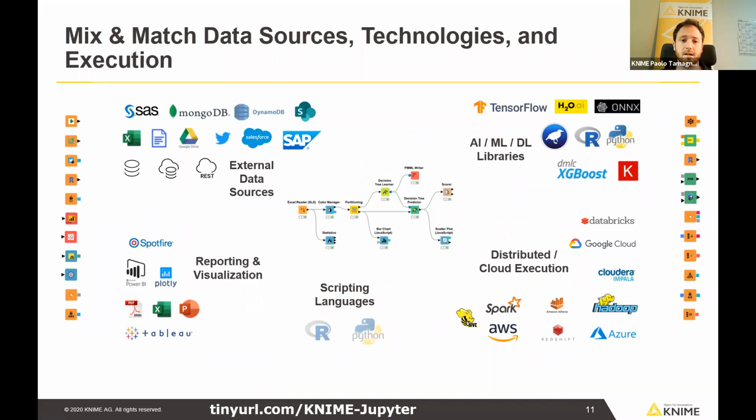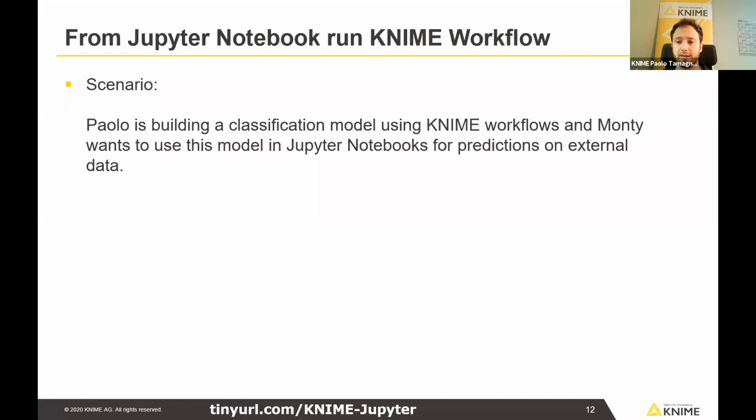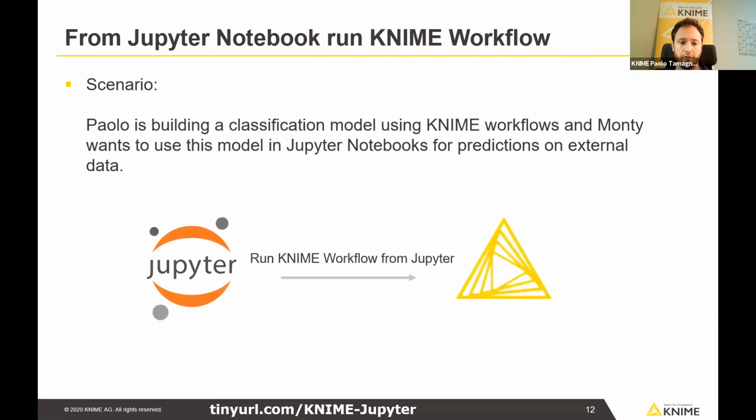And next. All right, so this is the scenario right now. I'm building a classification model using KNIME, and Monty wants to use my model in his Jupyter Notebook. So the goal is to go from Jupyter and in Jupyter execute a KNIME workflow. How are we going to do this? Back to you, Monty.